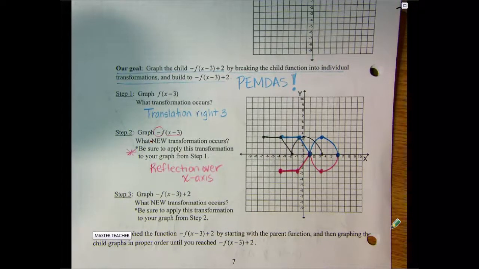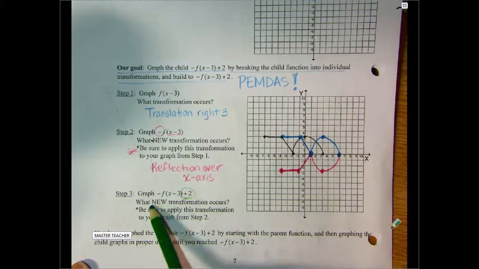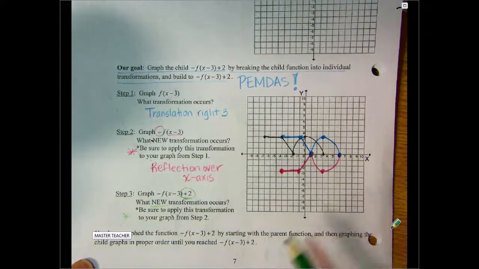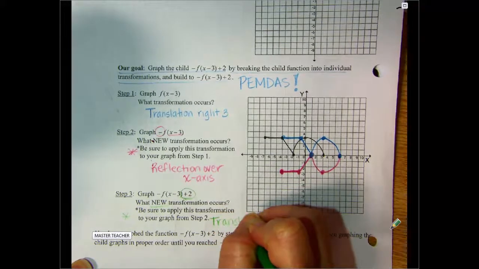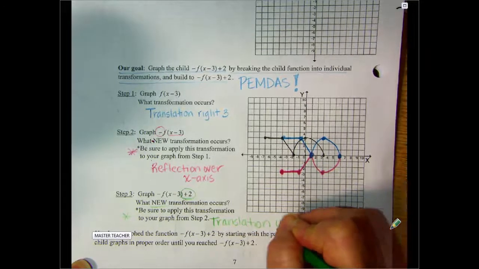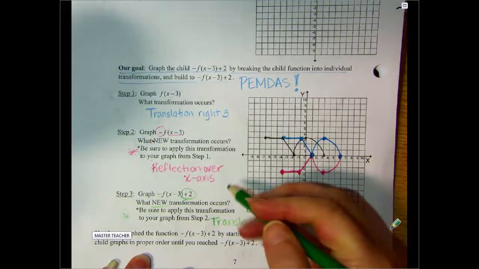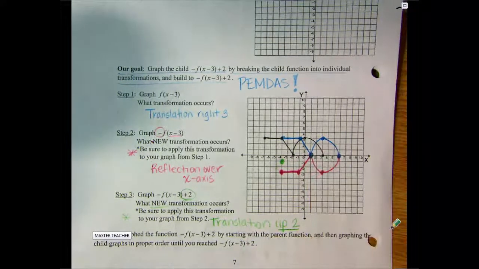Finally, in step 3, I'm going to graph negative f of x minus 3 plus 2. So I've already graphed negative f of x minus 3, that's my pink graph, and now I'm going to translate that pink graph up 2 units to represent the plus 2 at the end. Notice I'm doing this in green. When I write my transformations in colors, then I know what my final answers are. That's kind of the work we show if you use colored pencils, and that's just fine.